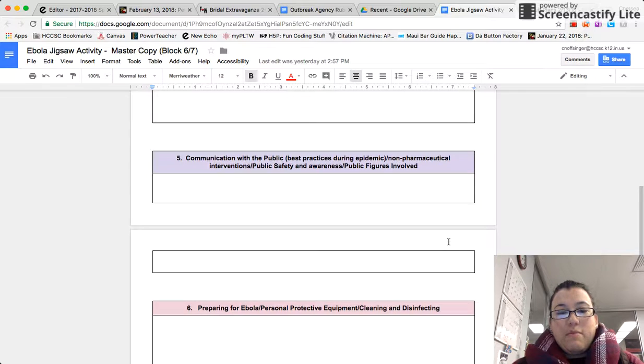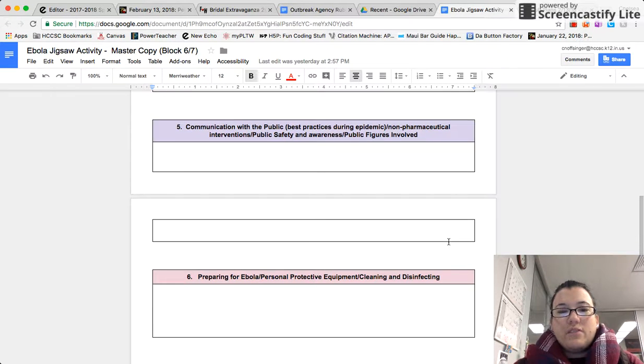Fifth, communication with the public, best practices during the epidemic, non-pharmaceutical interventions, public safety, and public figures involved. This is going to be very important because obviously you don't want a panic to ensue when something like this happens. So you need to figure out a plan of how you're going to communicate with the public, and what you're going to do for food and housing and blankets and anything like that for those things that are not medically related. That's what non-pharmaceutical means, things that are not related to medicine necessarily, and maybe grief counseling, things like that. Public safety, so how are you going to make sure that the public stays safe and you don't have a riot like in the movie Contagion? And what kind of public figures are going to be the ones that are most involved in this process?